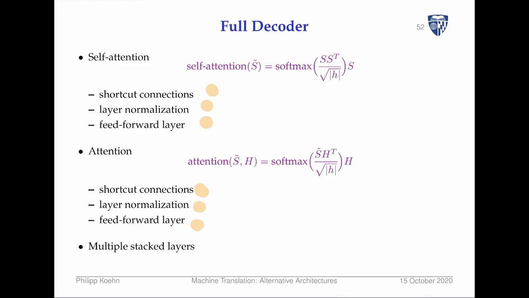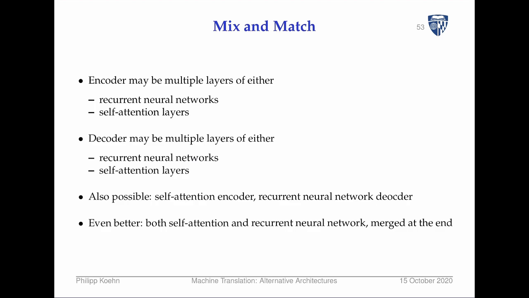One interesting thing is that for these models, you can also mix and match them. So we had an encoder that has multiple layers of either recurrent neural networks or self-attention, and the decoder also might have multiple layers of either recurrent neural networks or self-attention. And it's also possible to have, for instance, a self-attentional encoder and then a recurrent neural network decoder. The last I heard from Google, who invented this self-attentional neural machine translation architecture, was that in the production system, they actually use self-attention in the encoder, but not in the decoder, because the decoder can be done faster this way. They actually also in their research paper had this idea of doing both self-attention and recurrent neural network, and then merging them at the end. So that's also possible.